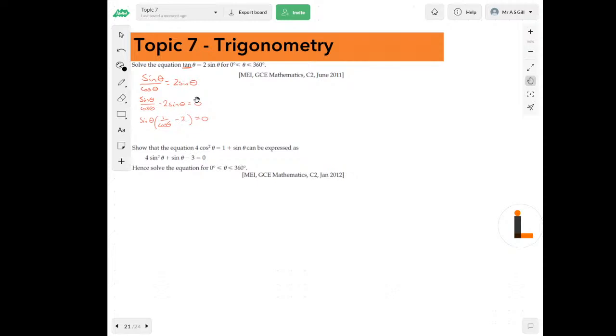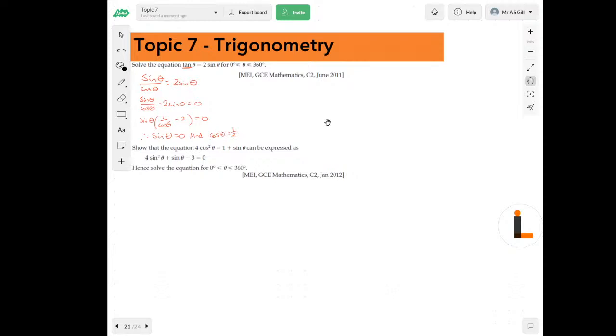So we've got that solution we mentioned earlier of 1 over cos theta being equal to 2, but we've now also got this solution of sine theta being equal to 0 as well. And it's really important that we have both of those. So we get sine theta equals 0 and cos theta equals a half.